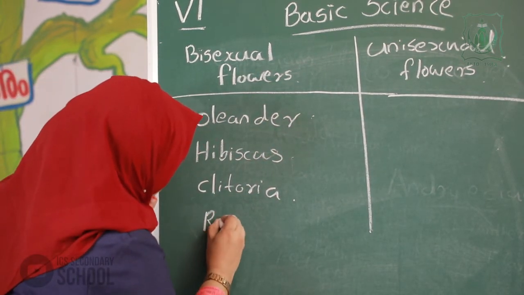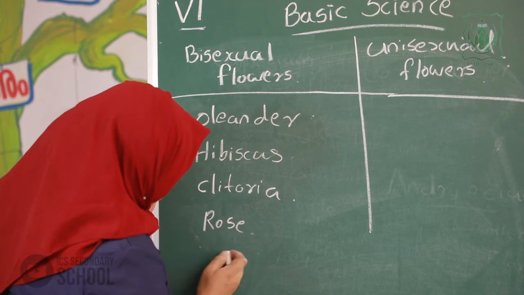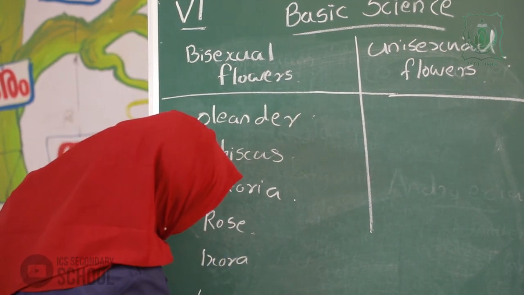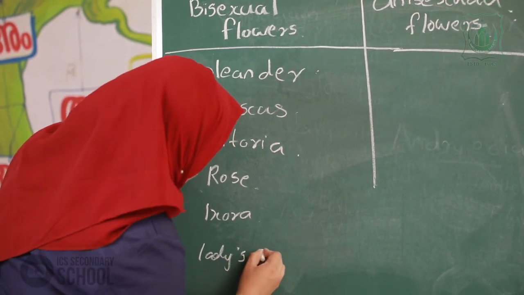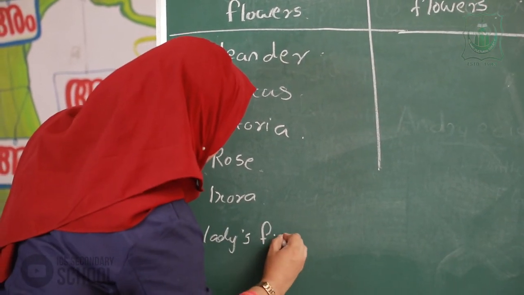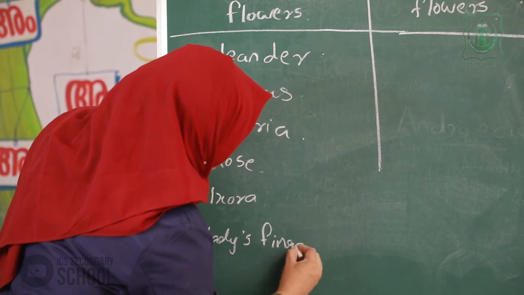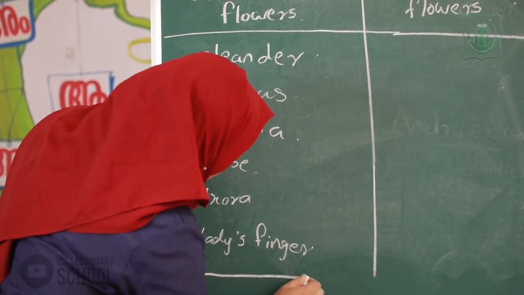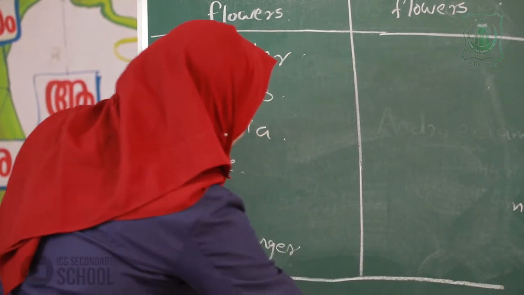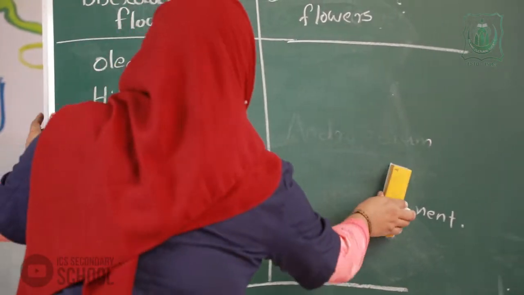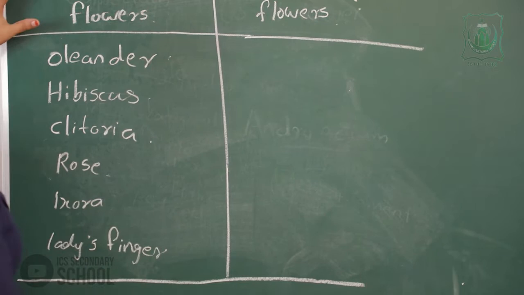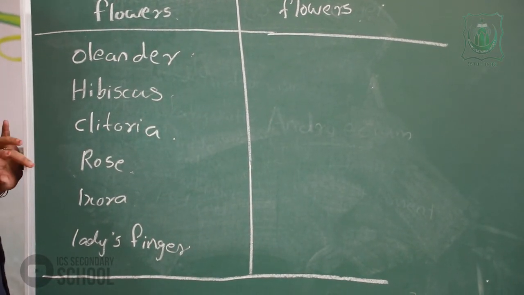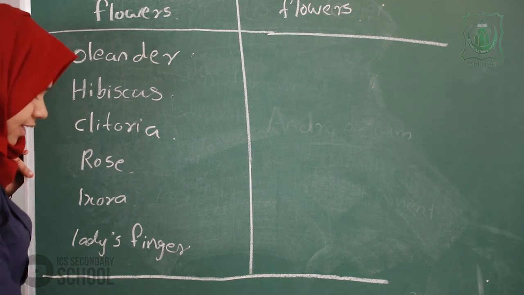Like that rose, ixora, and lady's finger also. These are the flowers having both androecium and gynoecium. That flower is known as bisexual flowers: oleander, hibiscus, clitoria, rose, ixora, and lady's finger.